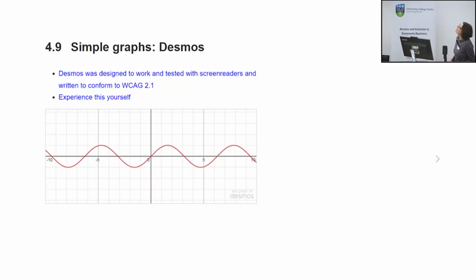So Desmos was designed to be screen reader accessible. It conforms to WCAG 2.1. And you can actually move through that graph. You can find points of interest. And if you open it in Desmos, you can send a copy to a Braille embosser. So you have everything already there. The user can take charge of the graph.